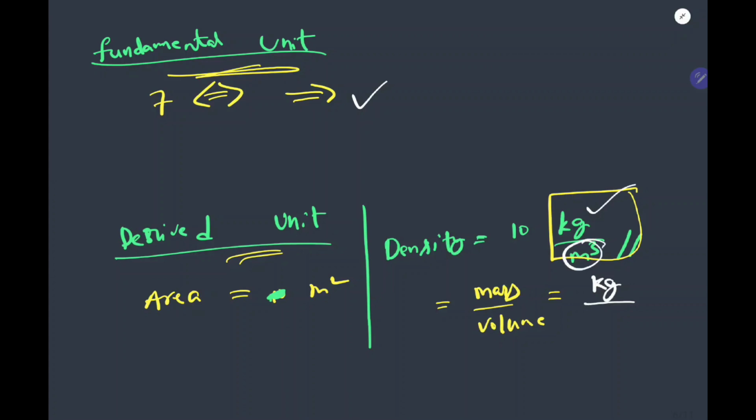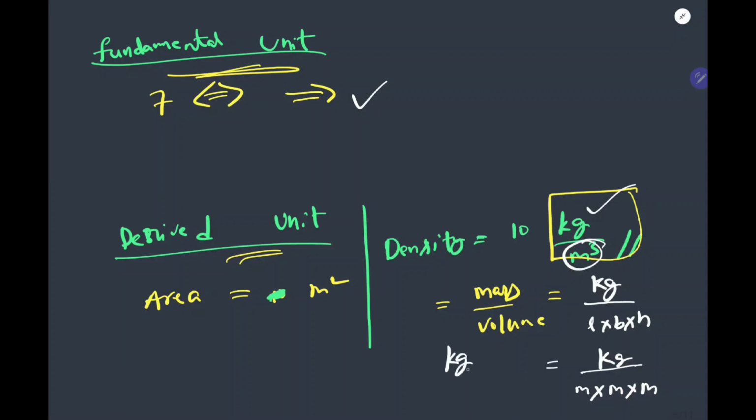How does meter cube come? The volume formula for a cuboid is L into B into H. Length can be measured in meters, breadth can be measured in meters, and at the same time height can be measured in meters.